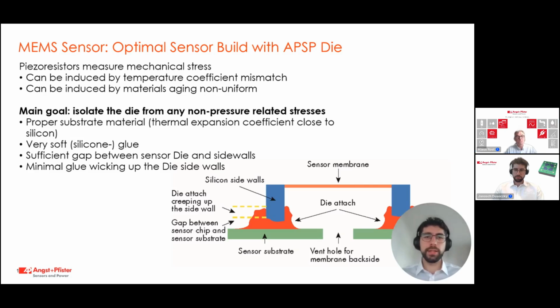After mentioning the die attach before, let's now have a closer look at it. The die attach describes the process of gluing the silicon die onto the substrate. The goal of the die attach for low pressure sensors is as much decoupling from any stresses not related to a pressure difference as possible. As I mentioned, the piezoresistors pick up any mechanical stress that is exerted on them.